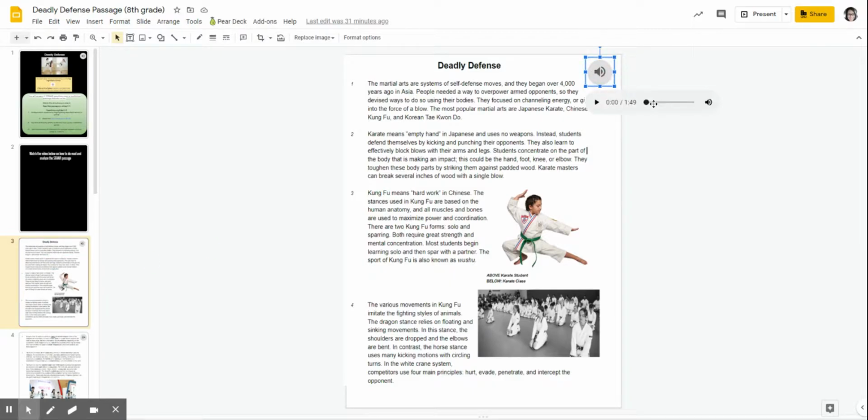The speaker button at the top right-hand corner is me recording the article out loud for you to read along to it, or you may read it on your own. But it is super important for you to at least read it, because what's the point of answering the questions if you don't read it? So this will be slide 3 and 4 will be your article.